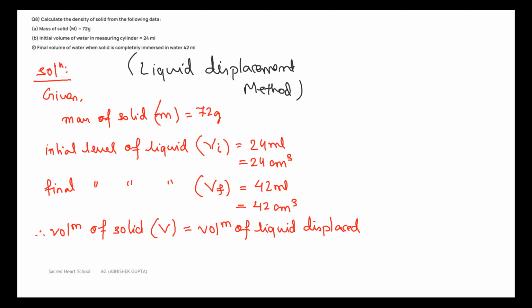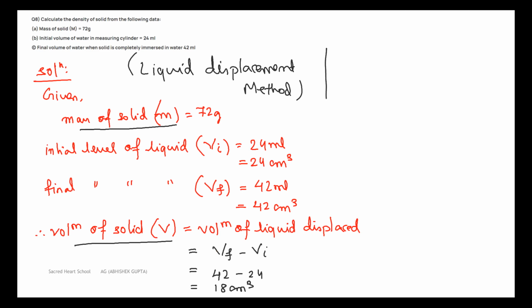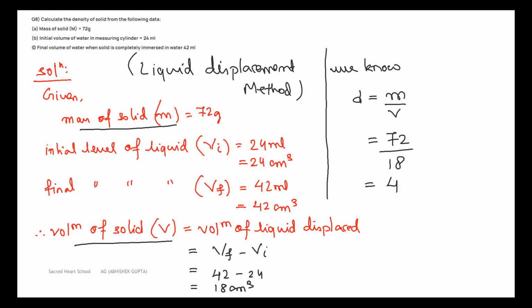Now, once we have done this, volume of liquid displaced is final volume minus initial volume. Final volume is 42 minus 24, which is 18 centimeter cube. So mass is known to us, volume is known to us. What is left then? Simply write, we know density is equal to mass by volume. So mass is given 72, by volume is given 18. 18 fours are 72, so 4 gram per centimeter cube. Answer, story finished.